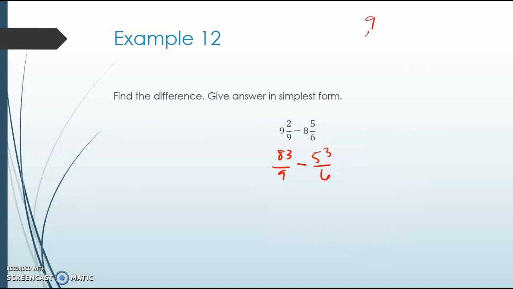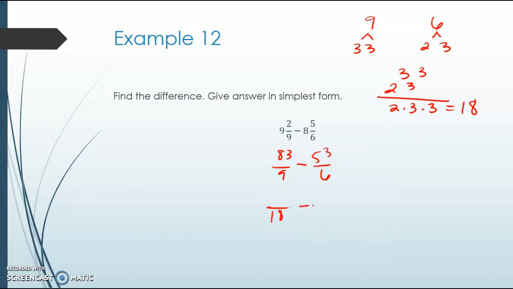So I know that 9 is 3 and 3, and 6 is 2 and 3. And so my least common denominator is going to be 2 times 3, which is 6, and 6 times 3 is 18. And so that's my least common denominator. So I'm going to make my denominators 18. And then 9 times 2 gives us 18. So I got to take 2 times 83. 2 times 83 equals 166.